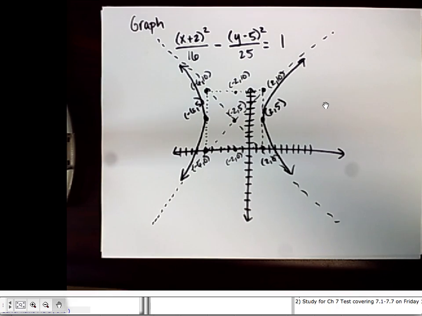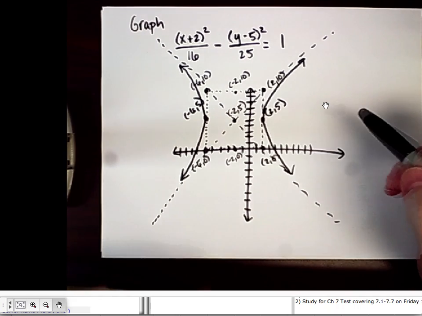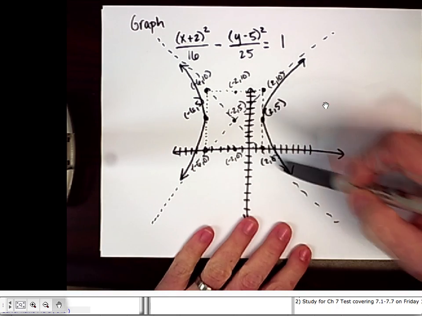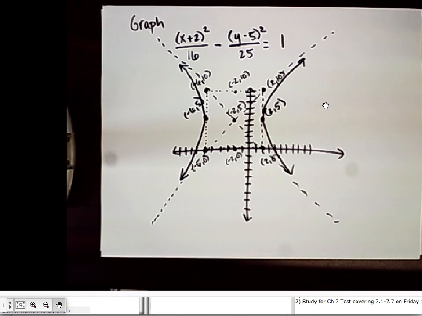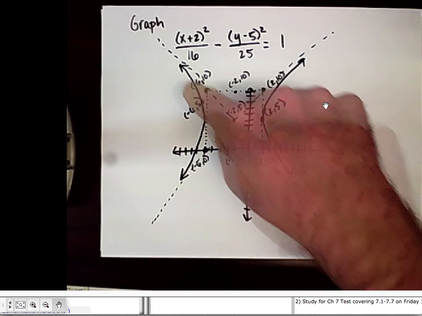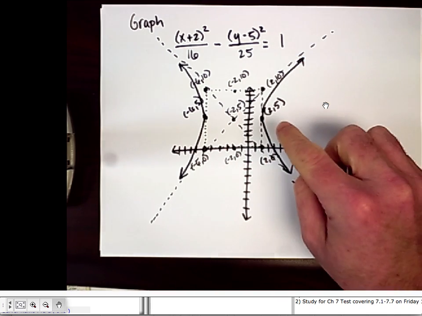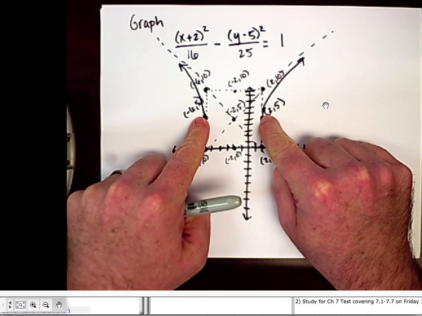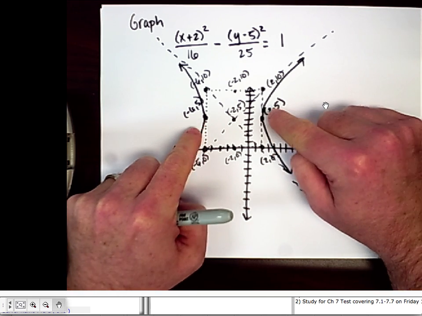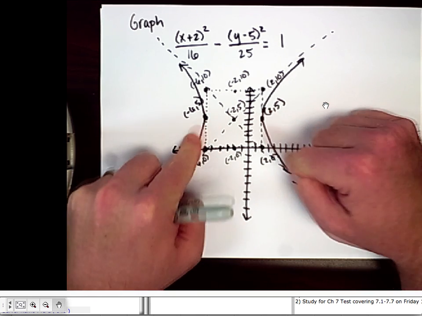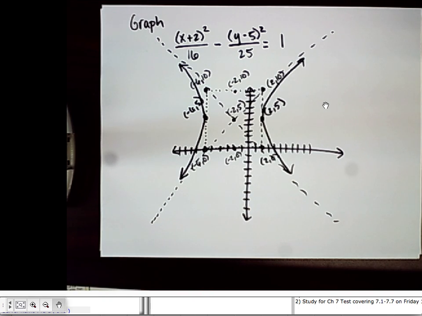So, just to repeat that again, we either knew it was going to open left and right or up and down. So, you just look at which variable is positive. In this case, the x was positive, the y was negative. So from the center, you go in the x direction, and those are your two vertices, and it curves closer and closer to the asymptotes on either side. Okay? Now, the only thing left is I can ask you where the foci are.